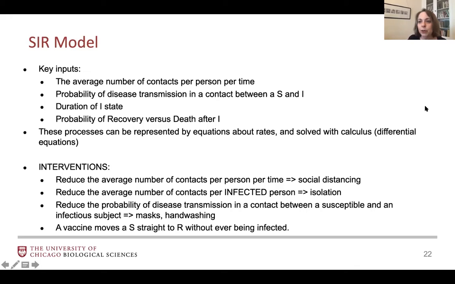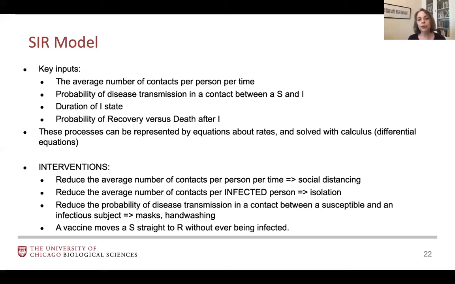Now it's really easy to picture how the interventions that are being used affect these inputs. So if you want to reduce the average number of contacts per person per time, that's why you put in social distancing and you close schools, because that means people are encountering fewer other people, so those encounters are less likely to transmit infection. If you specifically want to reduce the average number of contacts for an infected person, then you isolate the infected people and you make them stay in their home and even try to isolate them from the other people in their household. So that's specifically trying to reduce the number of contacts of an infected person.